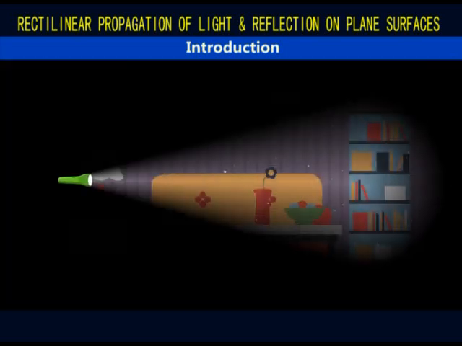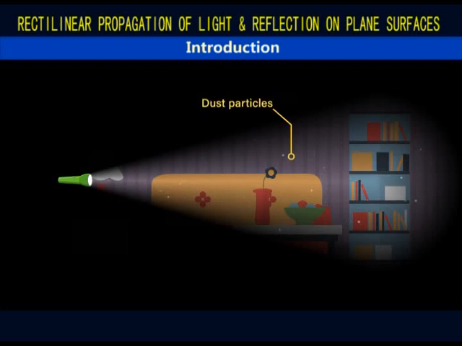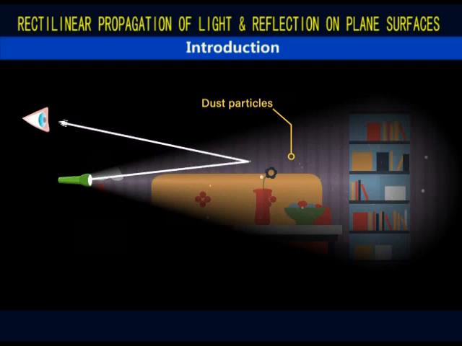If you light up a torch in a dark room, you will see tiny dust particles in the air. You are able to see these particles because the light from the torch is getting reflected from their surfaces and travels to your eyes.